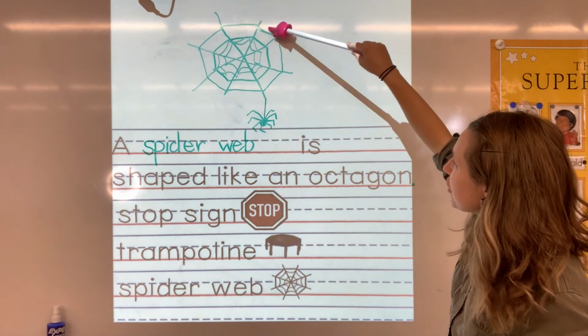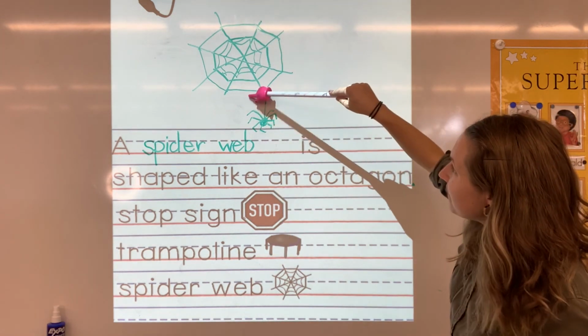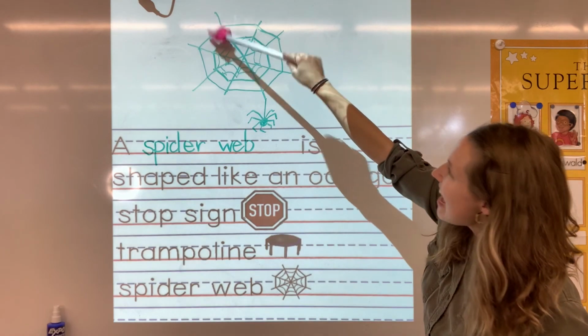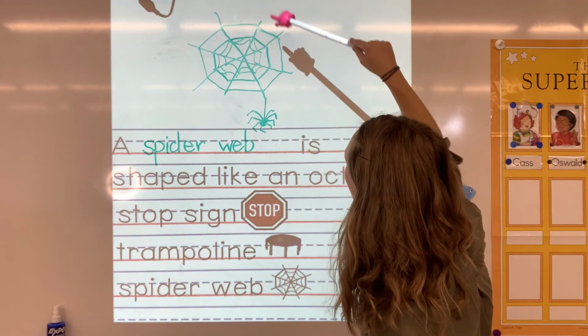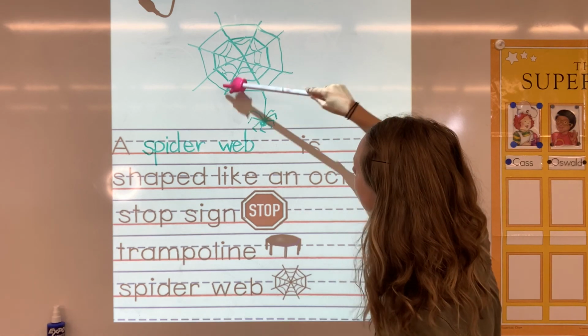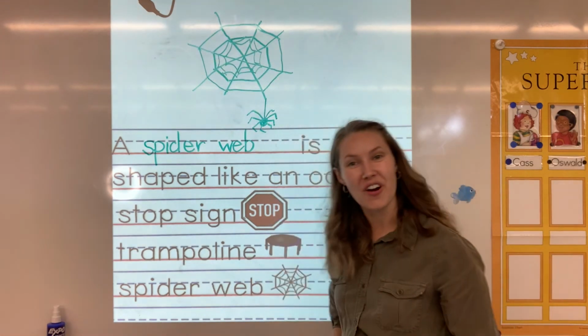1, 2, 3, 4, 5, 6, 7, 8 sides to make my octagon. And 1, 2, 3, 4, 5, 6, 7, 8 corners.